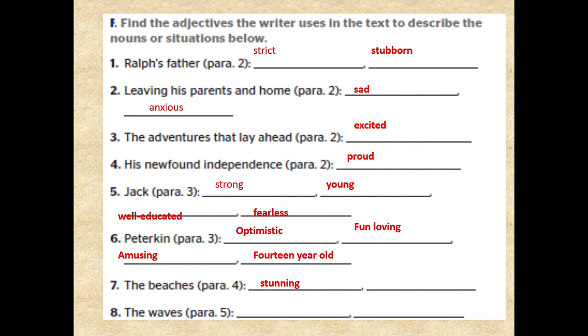7. How does the writer describe the beaches? Paragraph 4. Yeah, exactly. Stunning and white. And how does he describe the waves in paragraph 5? Huge and violent.